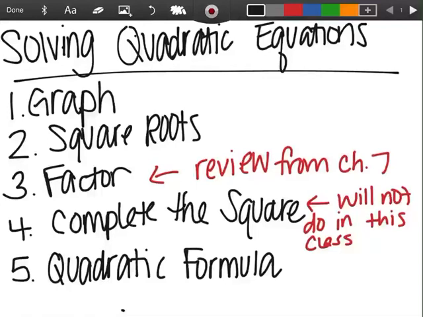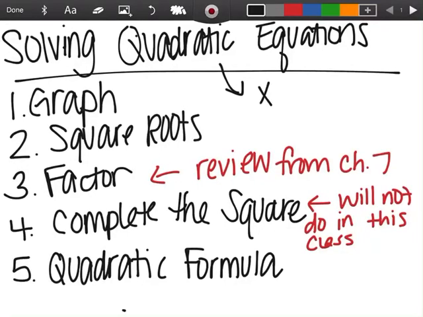In this section, we're going to combine a few different book sections to go over solving quadratic equations. As you can see, there are at least 5 different methods that we can use to approach solving quadratic equations, which just means the equation has an x squared term and no higher exponents than 2. So we can graph, we can use square roots, we can factor, which we've done before.